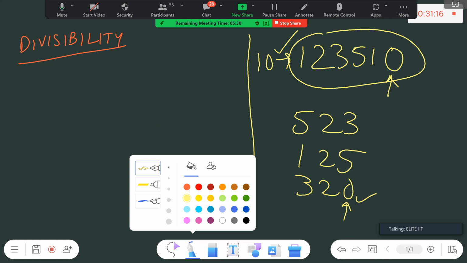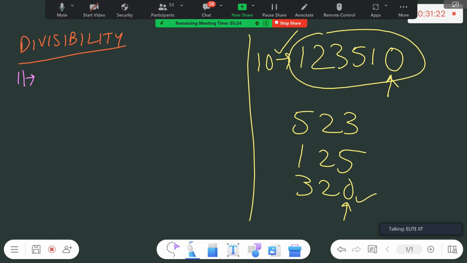In 11, remember it, 11 is a little tricky, remember it. For 11, if you have a number, where is your copy? You don't have your copy? Where is it? Why is it closed? You like to write on the wall instead of your copy?